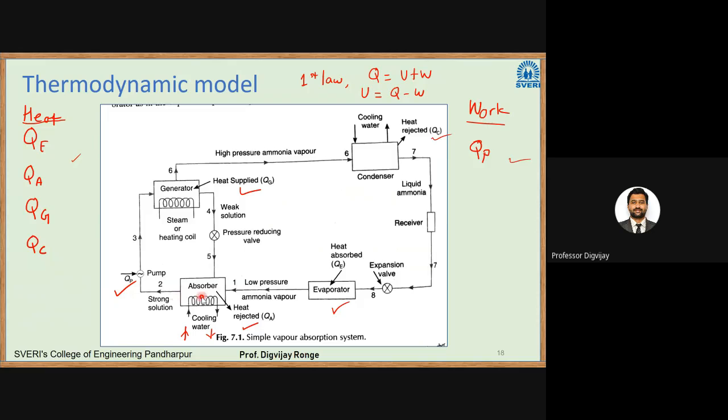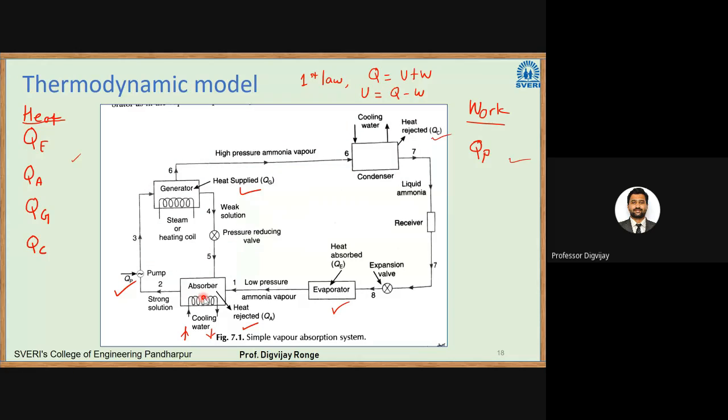This is a VARS system, what you see on the screen. We have the evaporator, expansion valve, and condenser, the same as in the VCRS system. The compressor part of the VCRS system is replaced by this circuit. This circuit is for the absorbent, right? In the VARS system, we have an absorbent and a refrigerant. The absorbent is the substance which absorbs the refrigerant. We have water as the absorbent, and the refrigerant is ammonia.